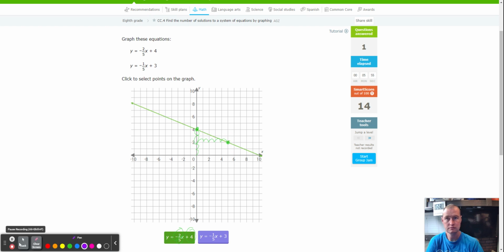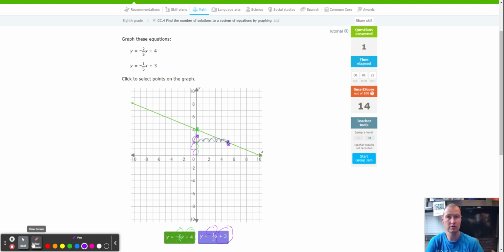Okay, next up we got our purple equation. So we're going to graph the y-intercept of our purple equation, which is positive 3. So we're going to count up 3. 1, 2, 3. Create a point. And the slope of down 1 over 5. Down 1 over 5. 1, 2, 3, 4, 5. And notice they are touching perfectly right there.